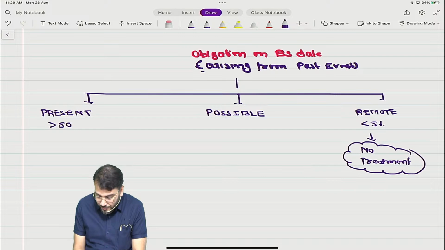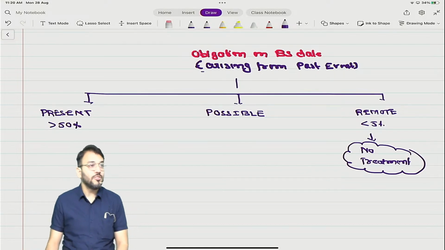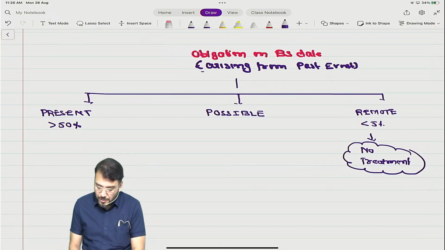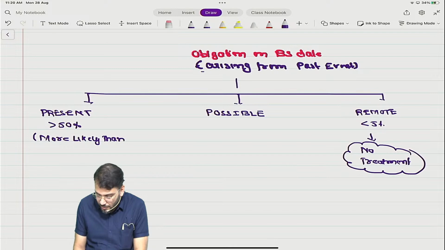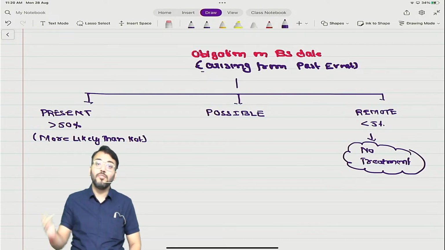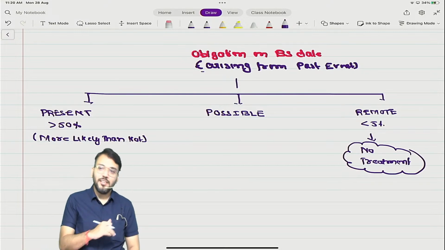Chances are more than 50%. Chances are more than 50%. This too you have understood. Now, chances are more than 50% means can I say more likely than not? Can I use this term? More likely than not. Means the obligation is more likely than not. On which date? On balance sheet date.